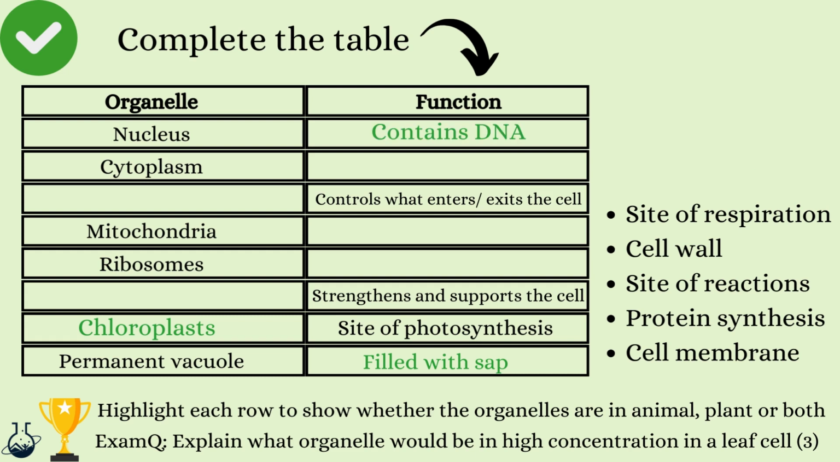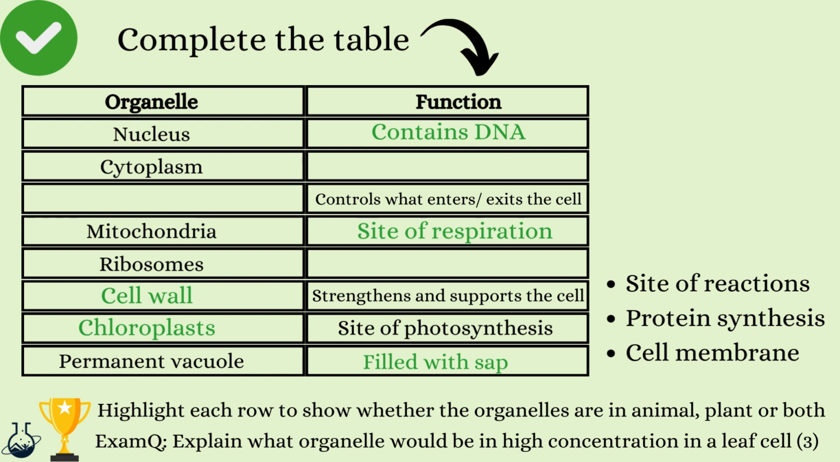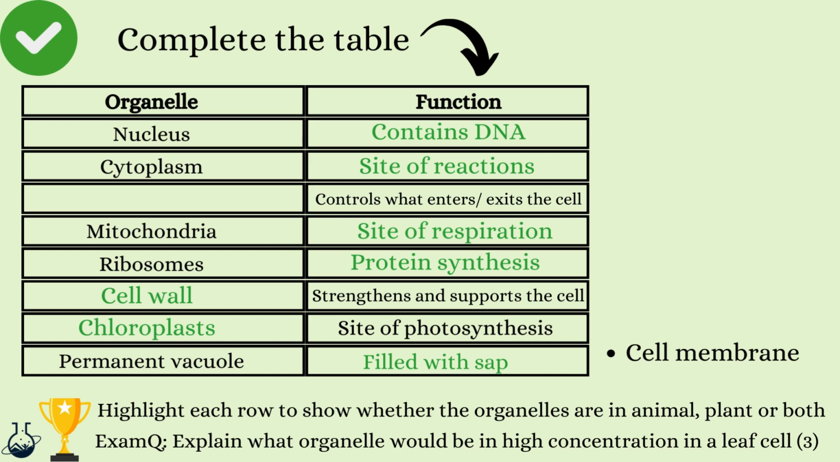What contains DNA? This is the nucleus. The site of respiration is the mitochondria. The function of the cell wall is to strengthen and support the cell. The site of chemical reactions is the cytoplasm. Protein synthesis occurs in the ribosomes. And finally, the cell membrane controls what substances enter and exit the cell.